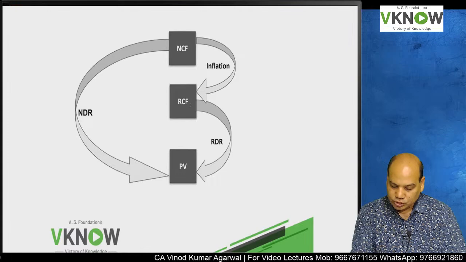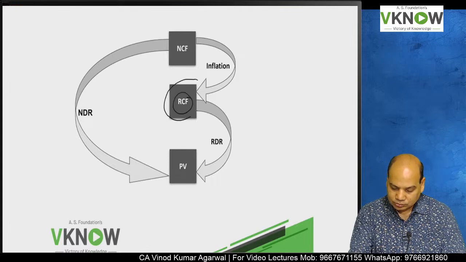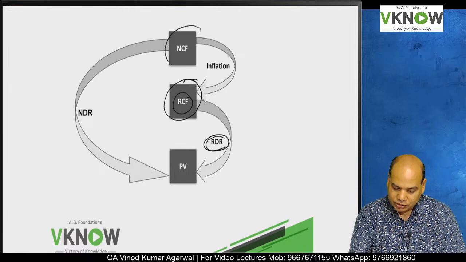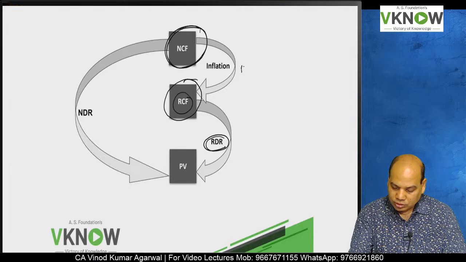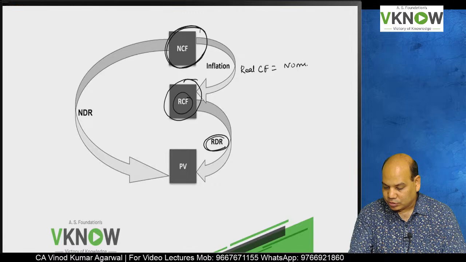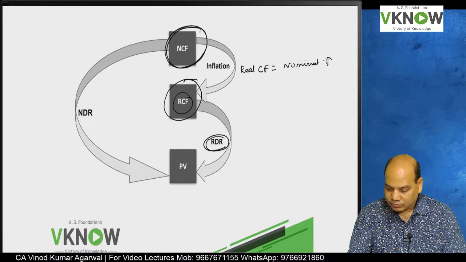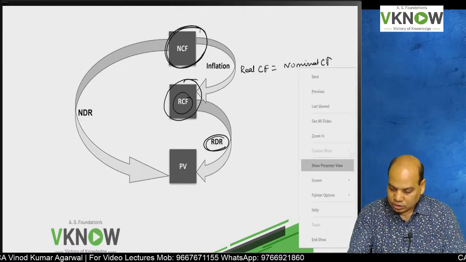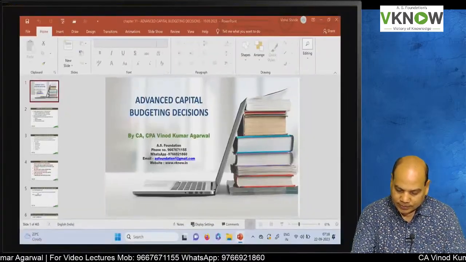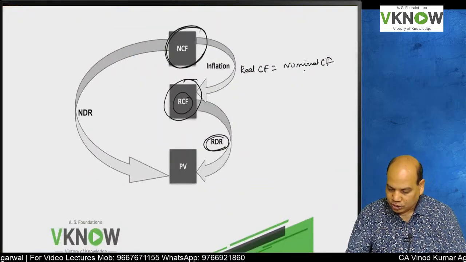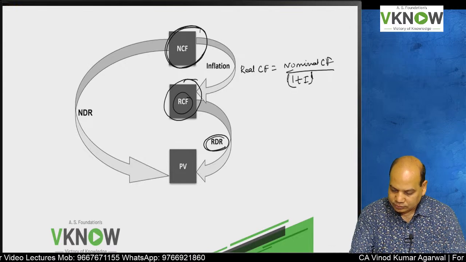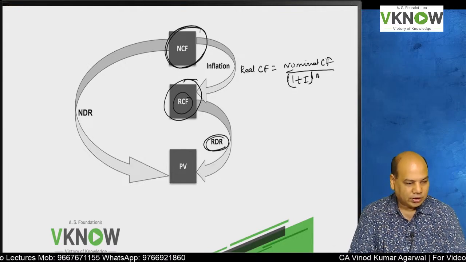So if you have to use real cash flow and real discount rate, but the question gives you nominal cash flow, first you will have to convert nominal cash flow into real cash flow by using the formula nominal cash flow upon 1 plus inflation rate to the power n, and then you can use real discount rate.